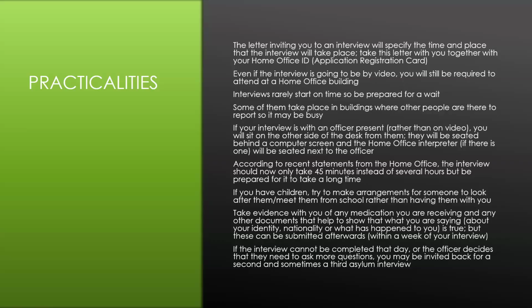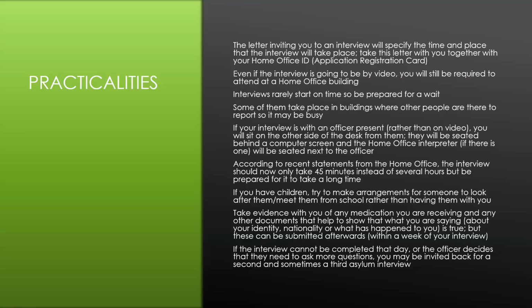Now, according to recent statements from the Home Office, the interview should now only take 45 minutes instead of several hours, but be prepared for the fact that it may well take much longer than that. Even going through the preliminary statements at the beginning can take some time, and I'm going to take you through some of those. Now, if you have children with you in the UK, try to make arrangements for someone to look after them, or if it's during school time, for someone else to meet them from school, rather than you having to be concerned so much about them. You need, if possible, to be able to focus on this interview.